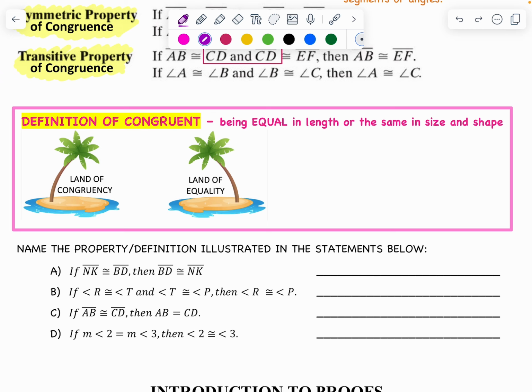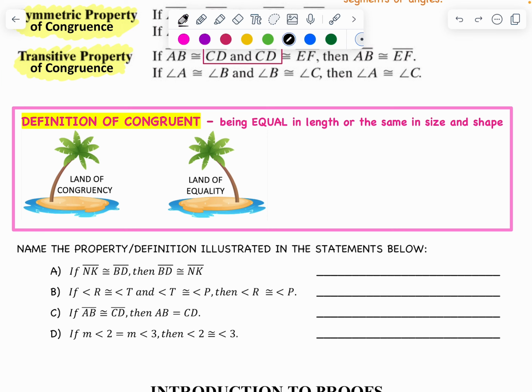So when you're working through a geometry proof or a geometry problem in general, sometimes you may start off in the land of equality, right? You're working with an algebra equation, but somewhere along the way, it's going to morph into a geometry problem and you're going to end up in the land of congruency. Okay, and you'll see what I'm talking about as we work through some problems. Maybe not today, but tomorrow and the next day.